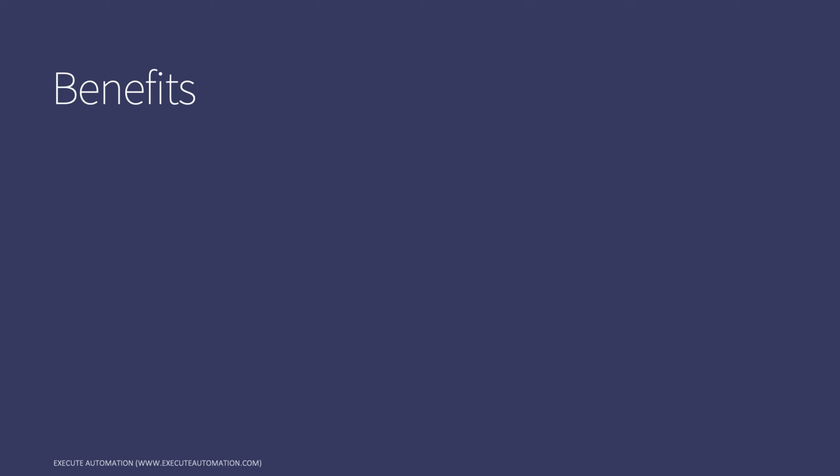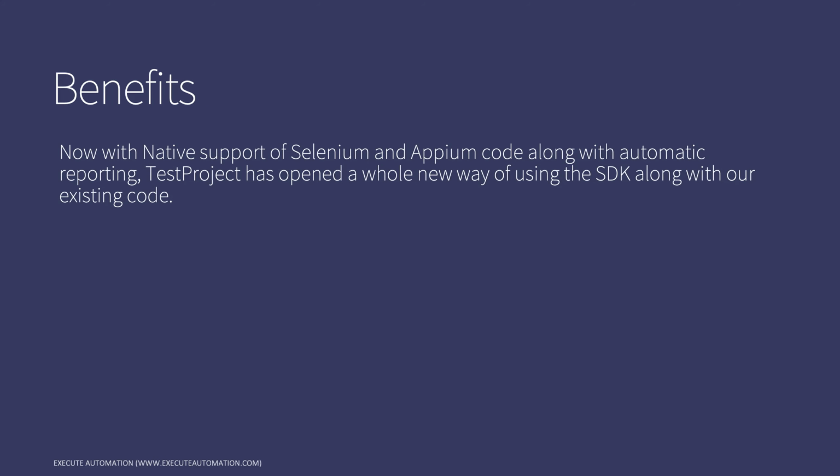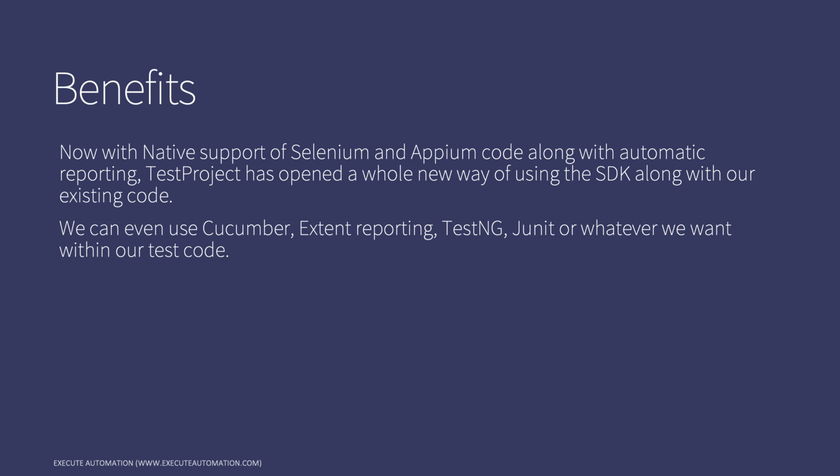And with this comes the benefits as well. Now with native support of Selenium and Appium code along with the automatic reporting, TestProject opened a whole new way of using the SDK along with our existing code, which is pretty cool. So we can easily transition our code, and we can now use Cucumber, Extent Reporting, TestNG, or JUnit Test Runner, or whatever we want to use within our test code with TestProject, and it's all going to work without any problem seamlessly.